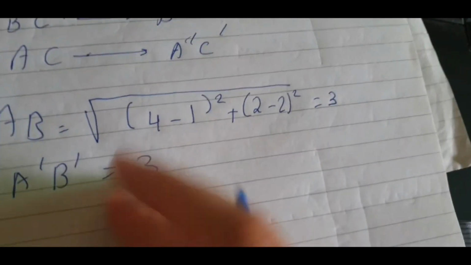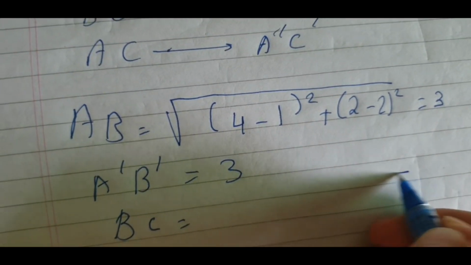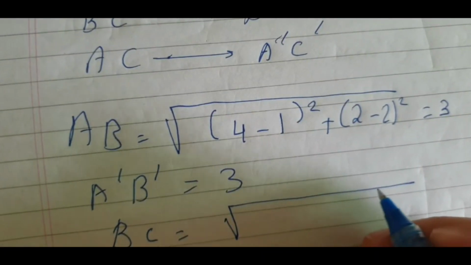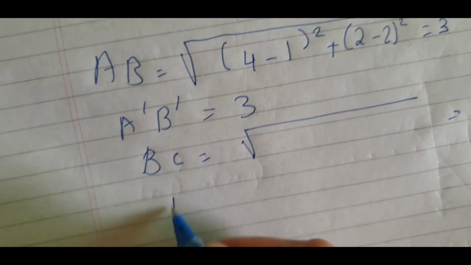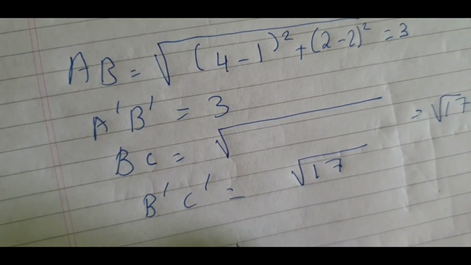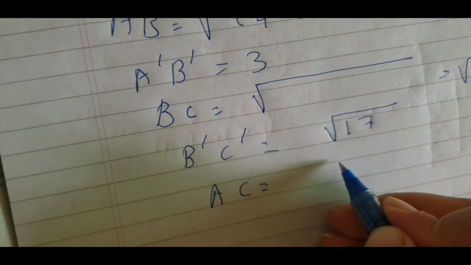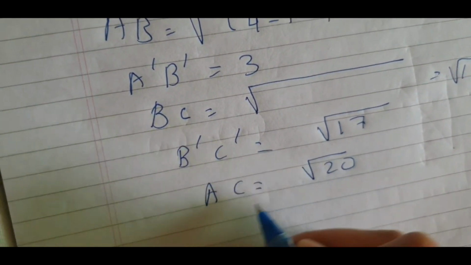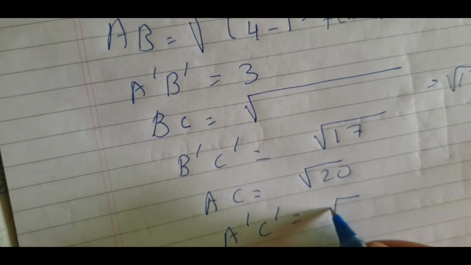And then I'm going to do the same thing for BC. It will become square root 17. You are sure without calculating, you are going to write that B prime C prime is right away equal to square root 17. And then the same thing will happen for AC. You are going to find its length. It will become square root of 20. Without calculating, A prime C prime will be equal to square root of 20.